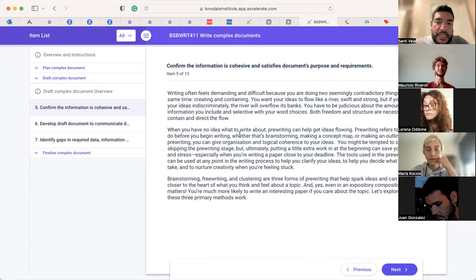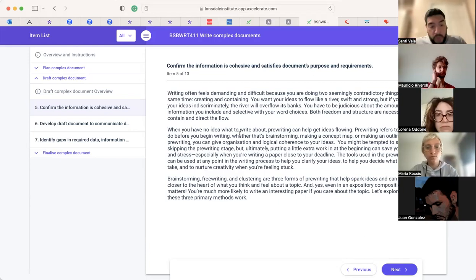When you have no idea what to write about, pre-writing could help you to get the right ideas. So what this is telling us is, you need to write, but you will not be writing the final document at once. You will be preparing a draft. And that draft may be the last one, but it may not be the last one.